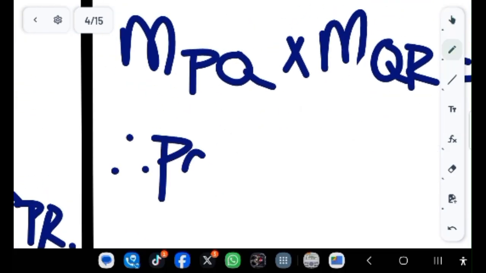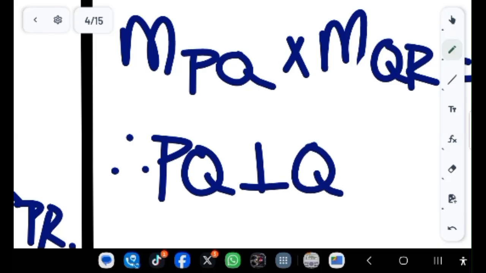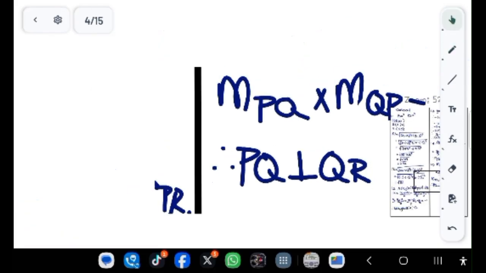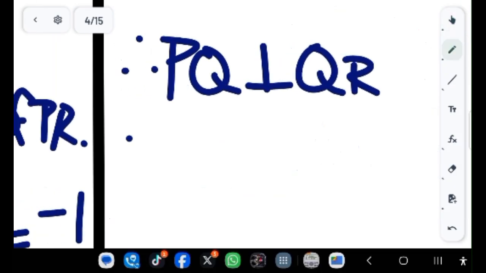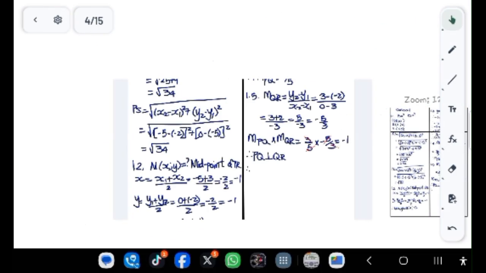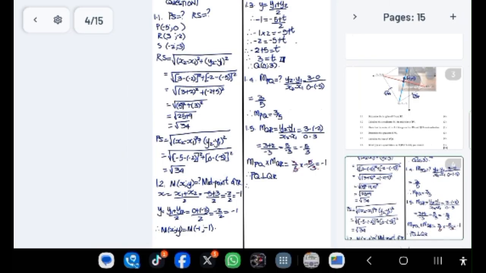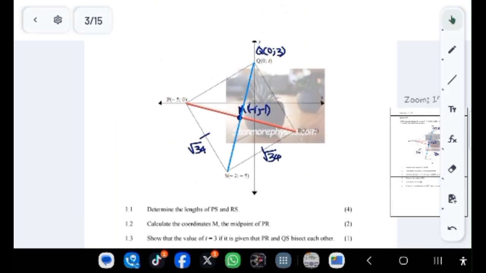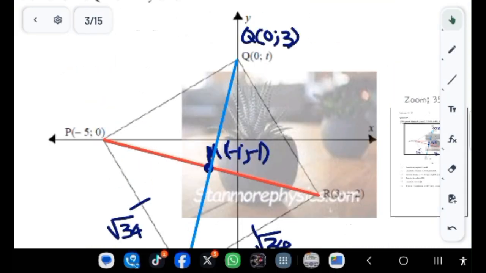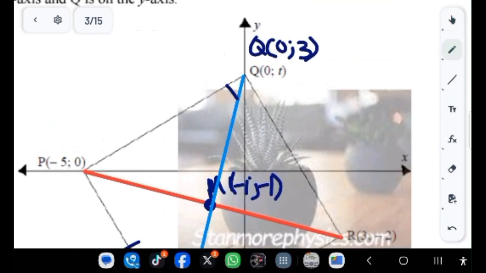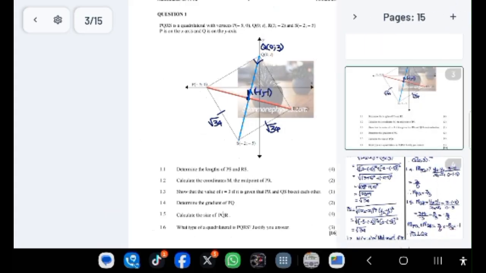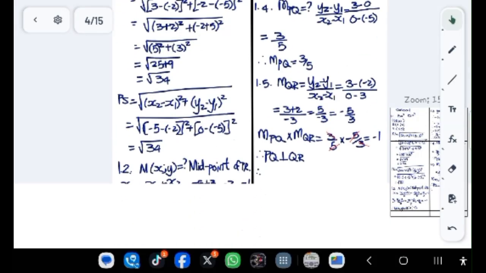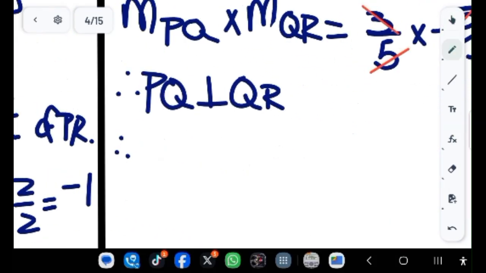Therefore, line PQ is perpendicular to QR because the product of their gradients gives you negative 1. Where do they meet? PQ and QR form the angle PQR. Therefore, that angle is 90 degrees. Therefore, angle PQR is 90 degrees.